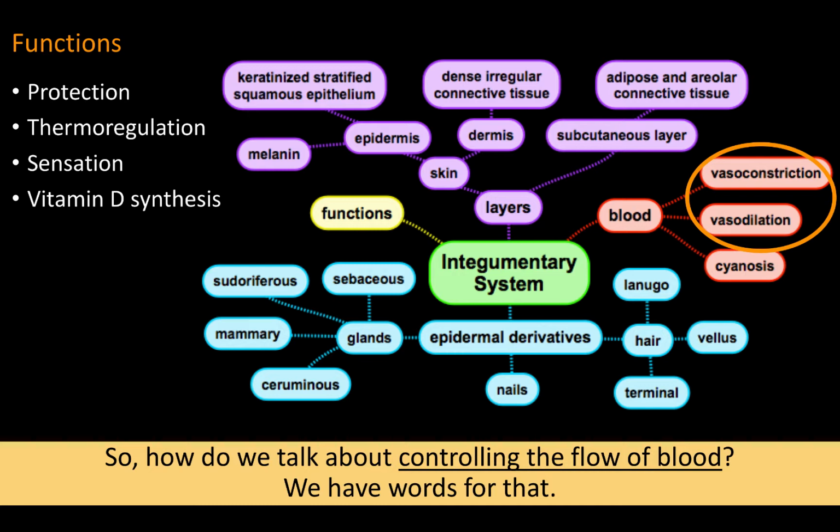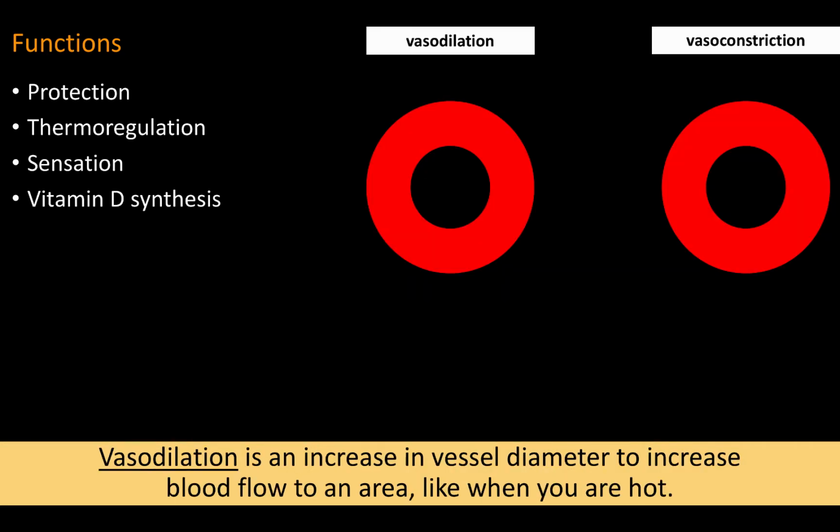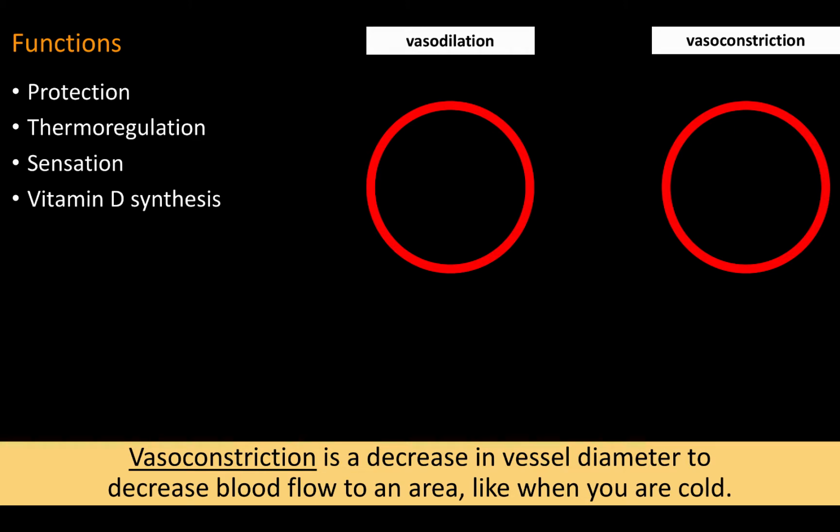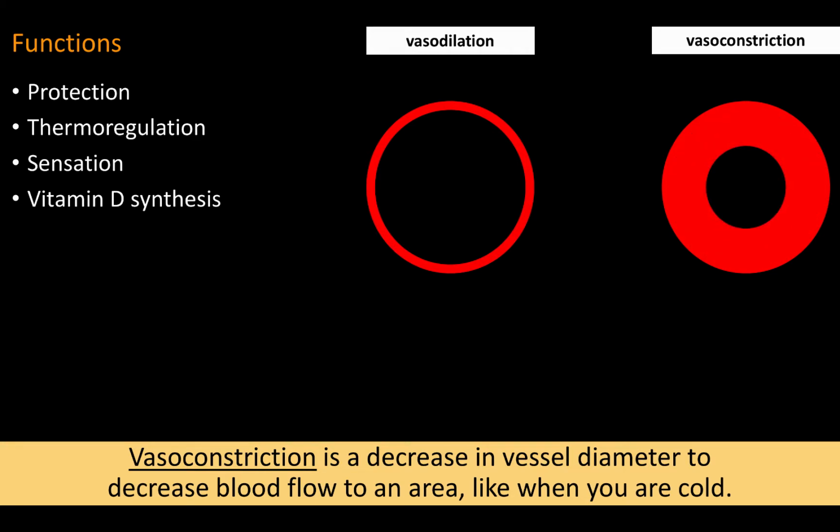So, how do we talk about controlling the flow of blood? We have words for that. Vasodilation is an increase in vessel diameter to increase blood flow to an area, like when you are hot. Vasoconstriction is a decrease in vessel diameter to decrease blood flow to an area, like when you are cold.